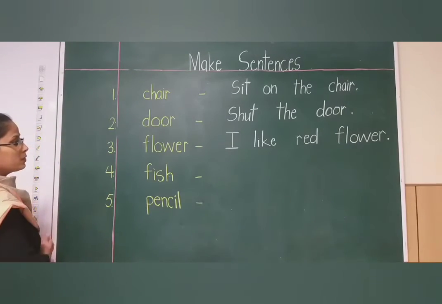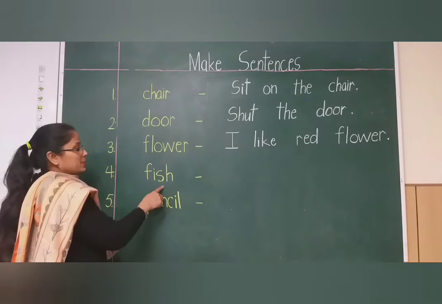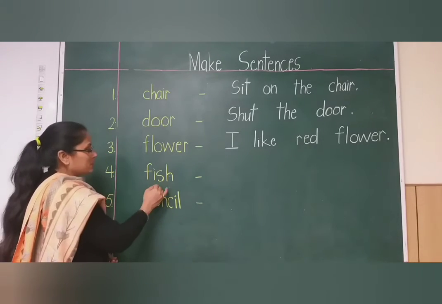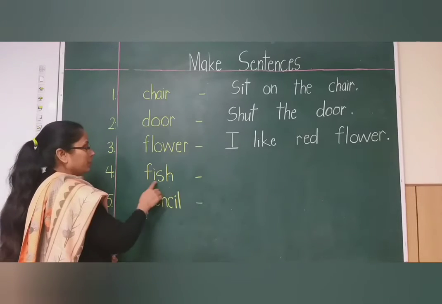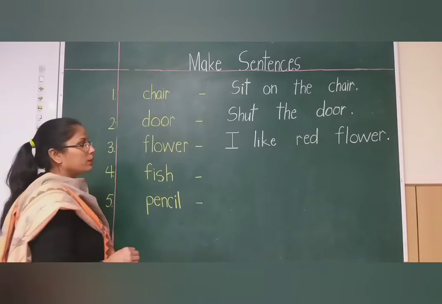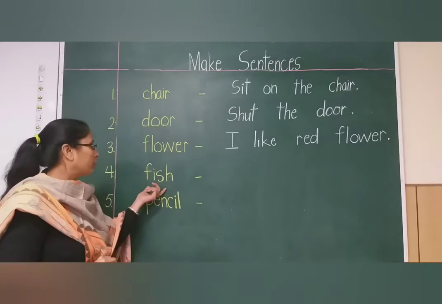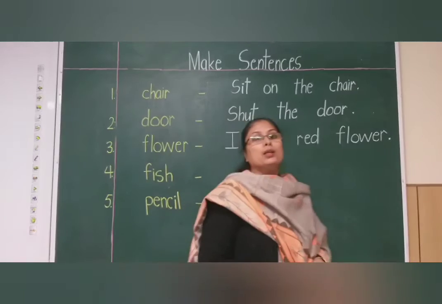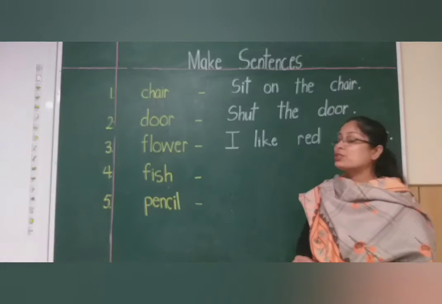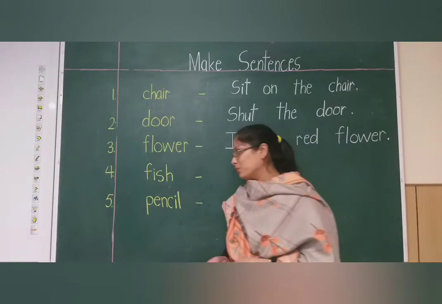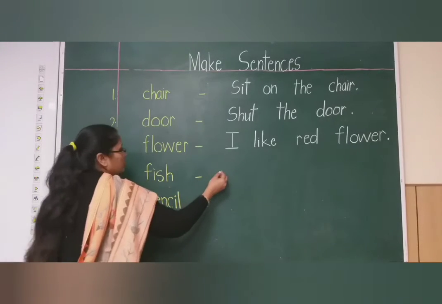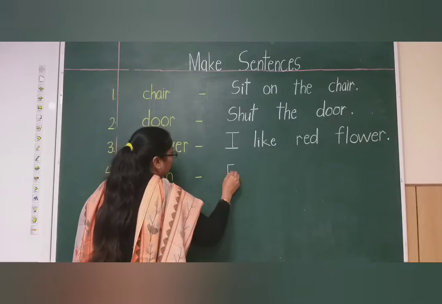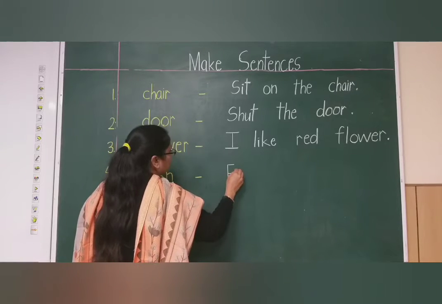And the next word we have written here, F-I-S-H, fish. The sound of S-H is sh. It is a blank word. And the word is fish. You can write any sentence with the help of the word fish. Fish lives in water. Fish is a water animal. Fish lives in a pond. Fish has so many colors. You can write any meaningful sentence. So we have written here: fish lives in water.